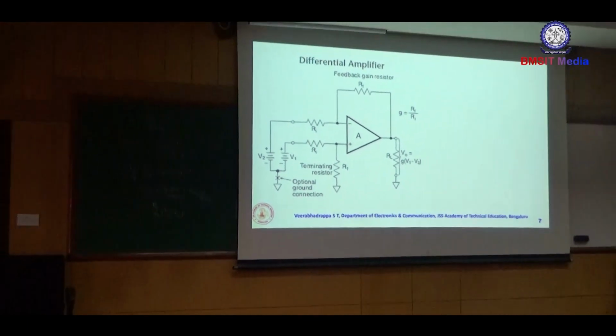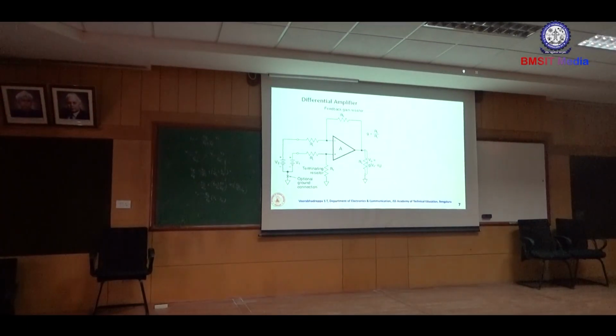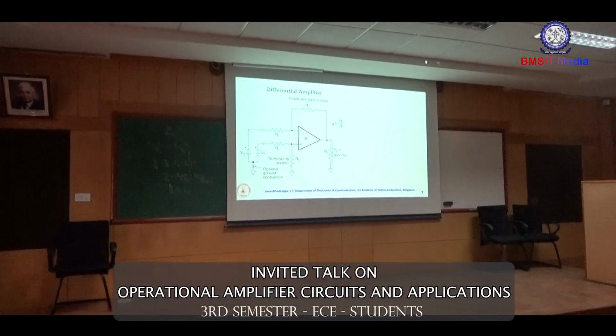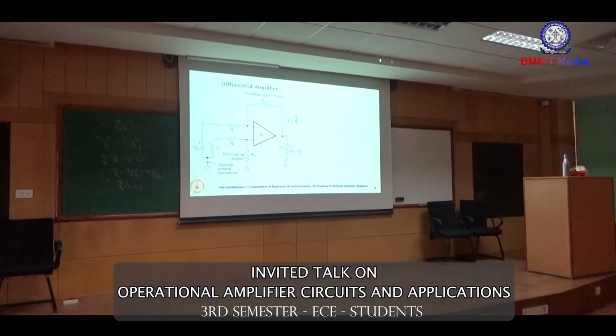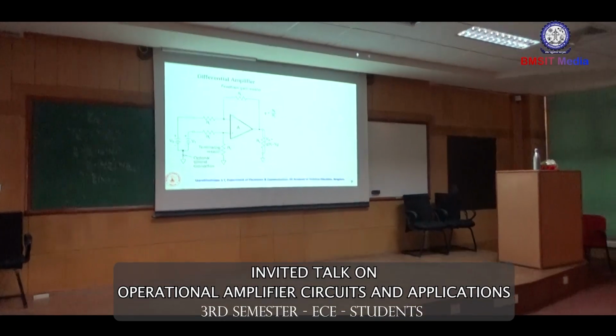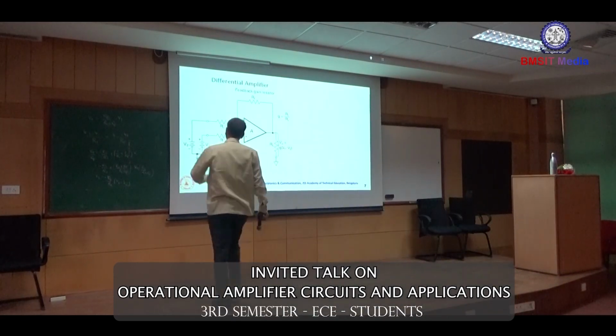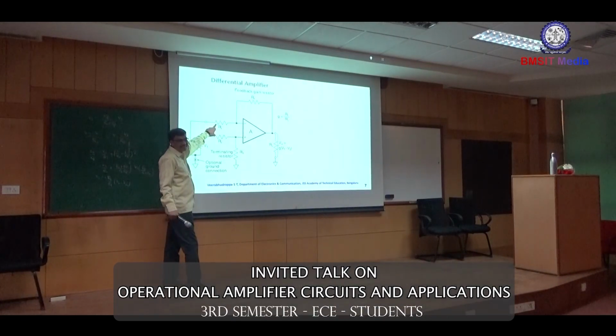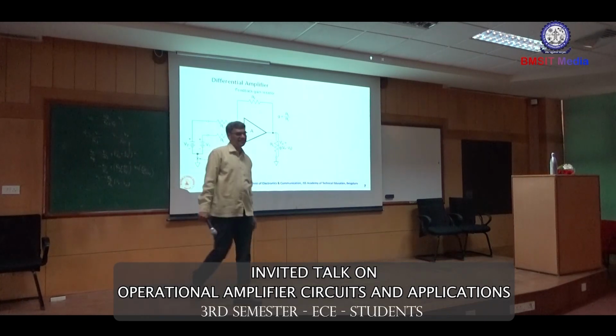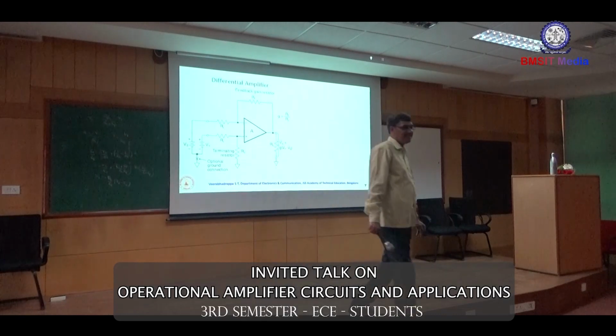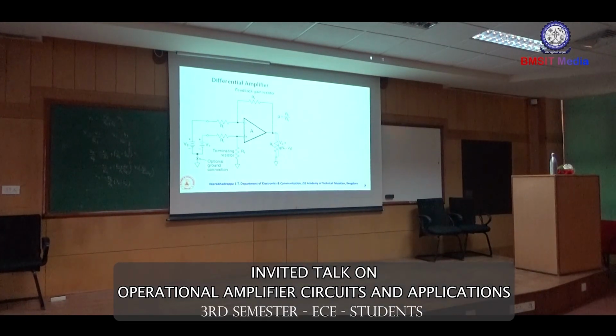Otherwise, that gain may be different. If R1 is not equal to, I will use R2 and R3. If these two resistances are not equal, then what is the output voltage? If one of the resistances, for example, I am assuming that this resistance is not equal to this resistance. Okay. What is our expected output voltage? What is the impact on the output voltage? Higher or lower limit? What is our impact?